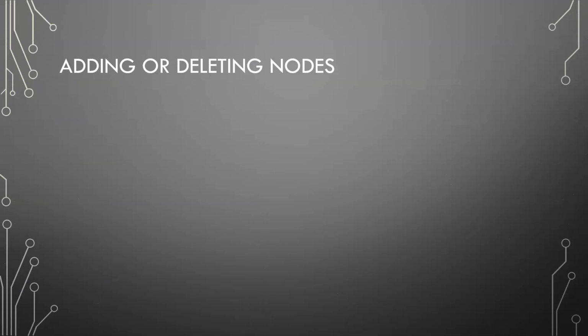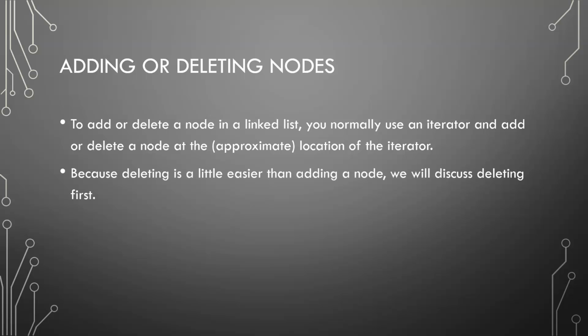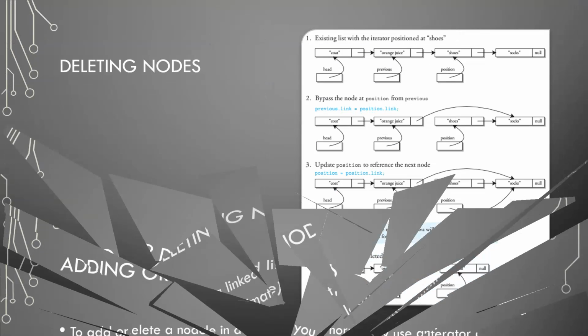All right, adding or deleting nodes. This is the big thing, right? You want to be able to add or delete a node. Well, to add or delete a node within a linked list, you normally are going to use an iterator, then either add or delete a node at the approximate location of the iterator. Now, because deletion is typically a little easier than adding, we're going to look at the deletion side first.